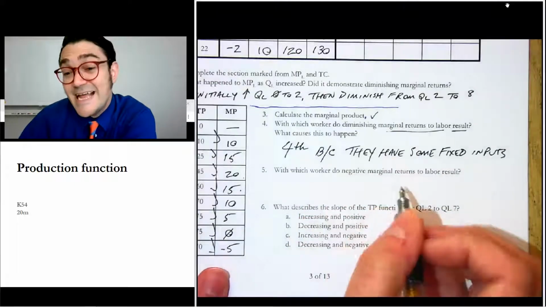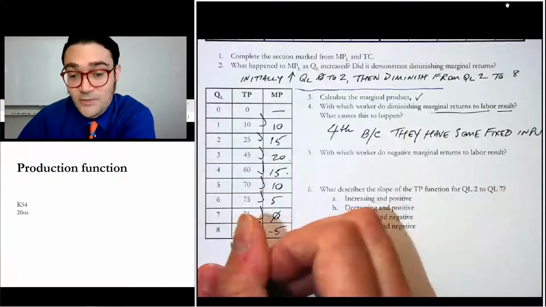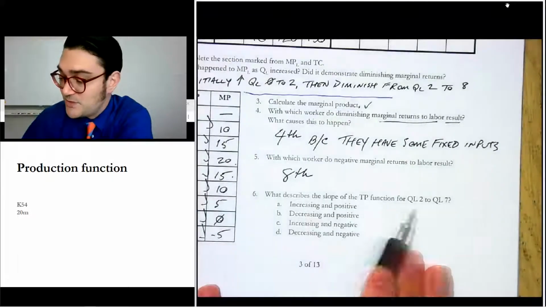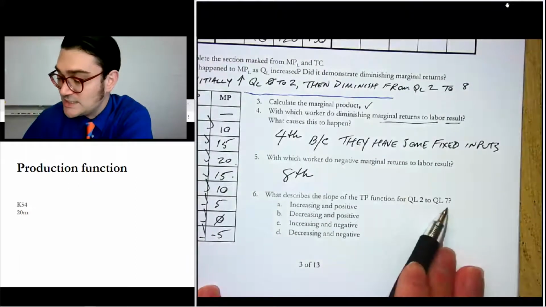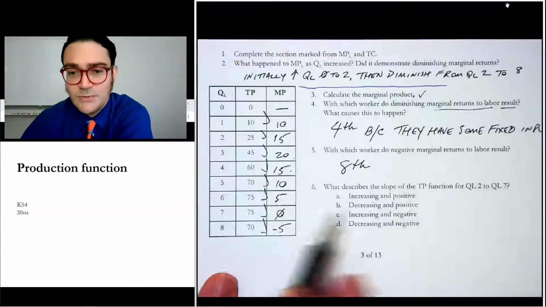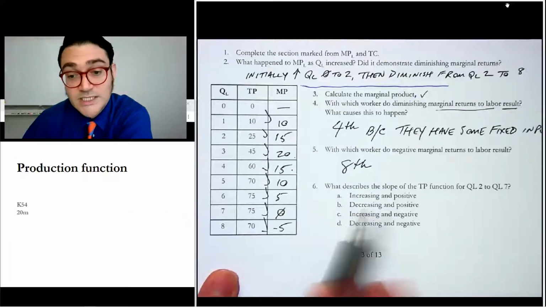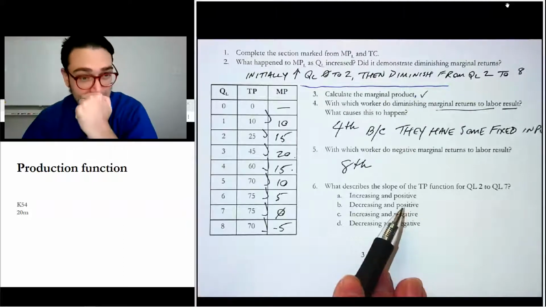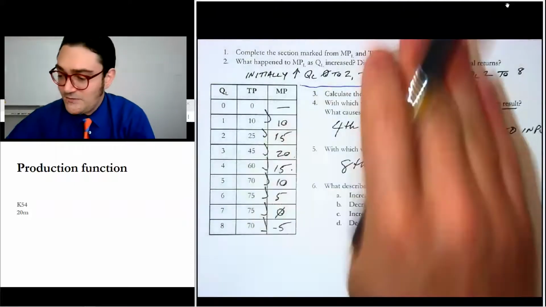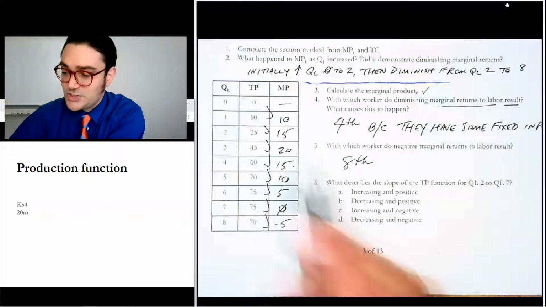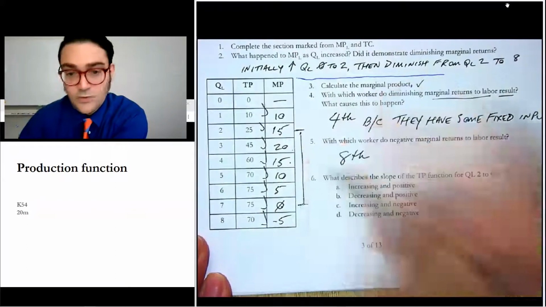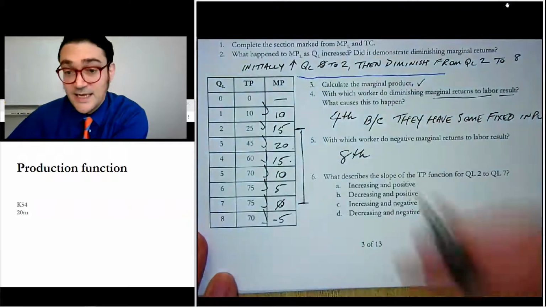With which worker do negative marginal returns result? That's the eighth worker. Which describes the slope of the TP function for QL 2 to QL 7? QL 2 to QL 7, it would be decreasing, but still a positive value. We can actually tell the slope of the TP function. If you didn't have all of this, it would be a little bit harder, but you could just look at this and see, from this worker to this worker, they're all positive and they're decreasing.